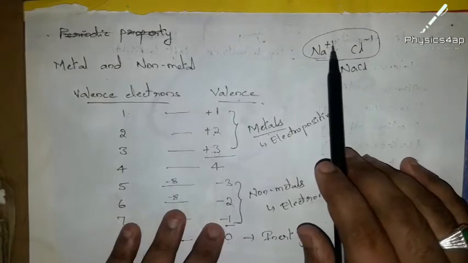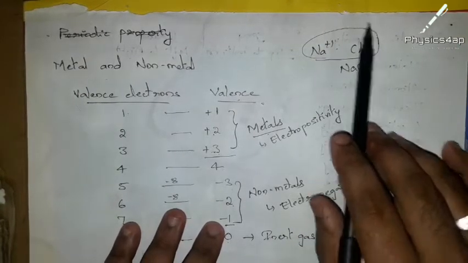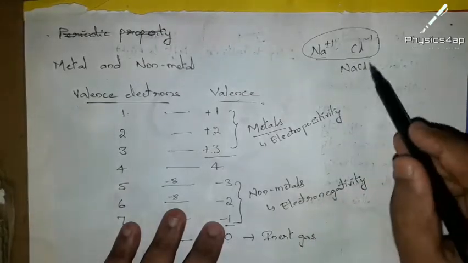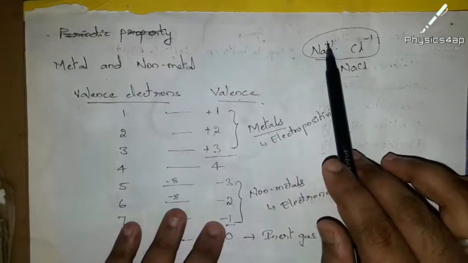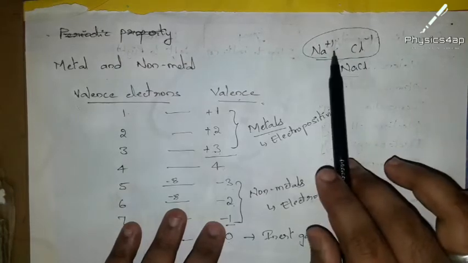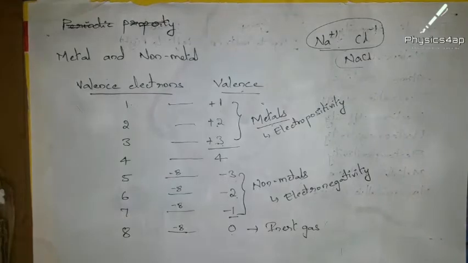As I have given you the example before, sodium has plus 1 and chlorine has minus 1. So plus and minus get combined together to form a compound called NaCl. So valency is nothing but the combining capacity, and that is the example we have here with NaCl.